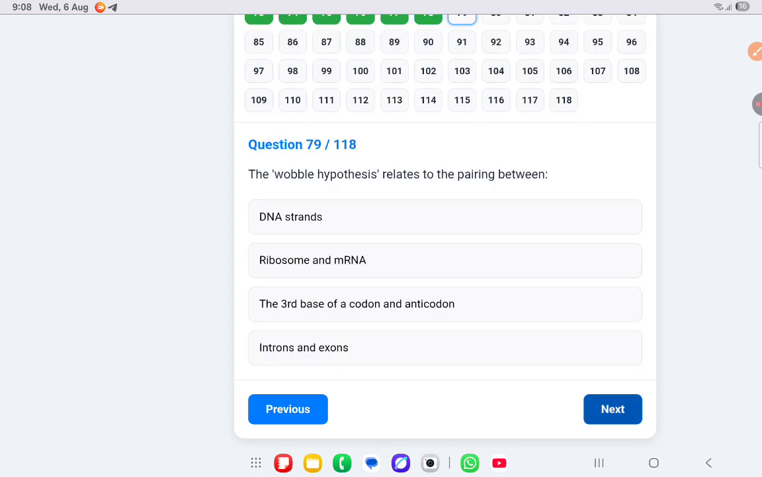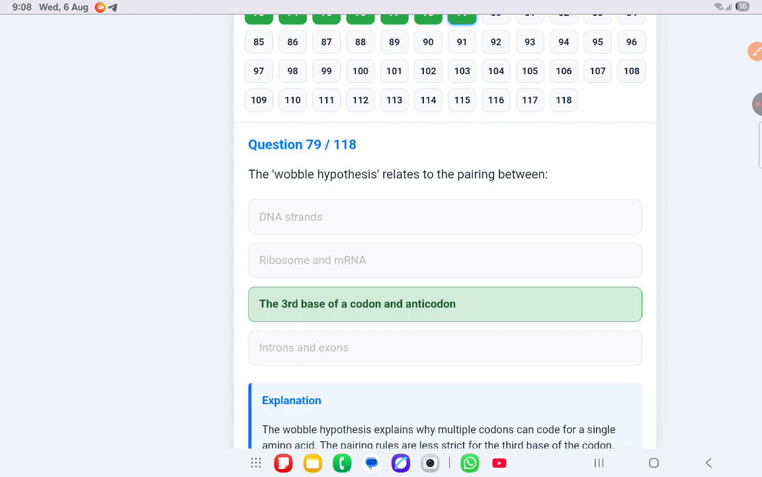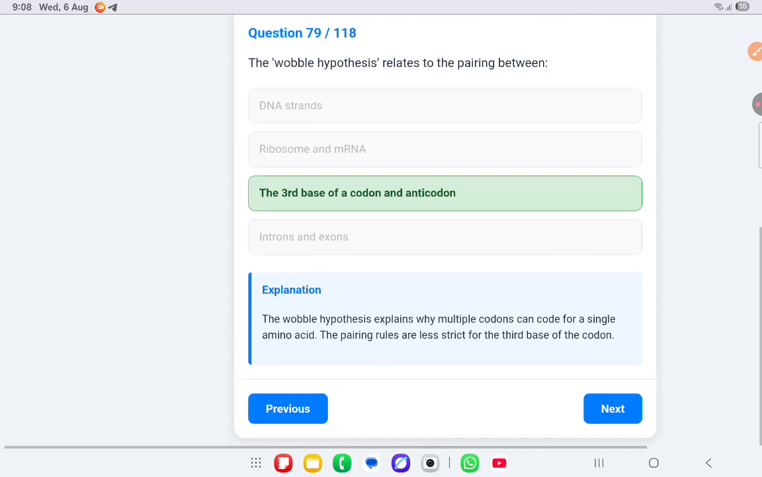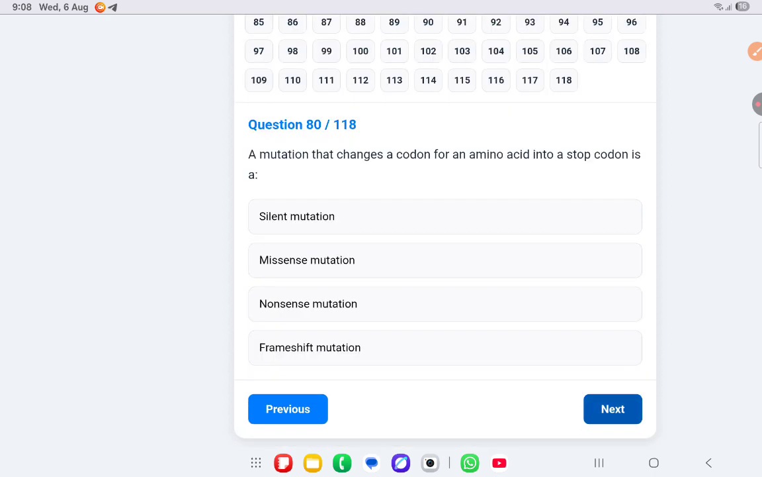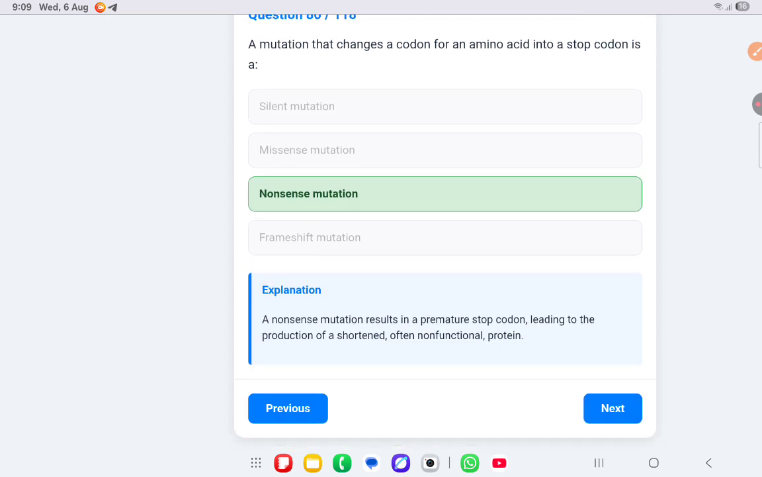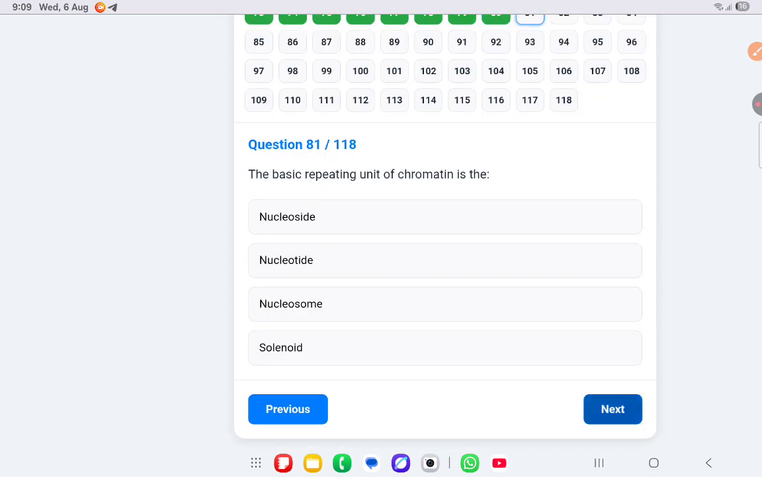The wobble hypothesis relates to the pairing between the third base of a codon and anticodon. A mutation that changes a codon for an amino acid into a stop codon is a nonsense mutation. Next, the basic repeating unit of chromatin is the क्या होता है वो? न्यूक्लियोसोम होता है.